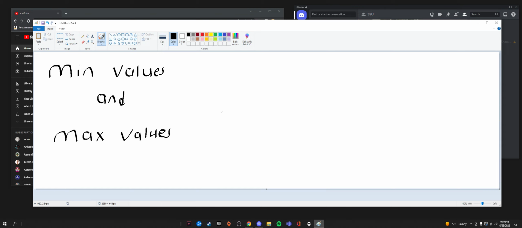Hey everyone, and today I'm going to go over minimum and maximum values for functions using calculus. You'll also do a little bit of algebra with quadratics and vertex form, but that's kind of boring, so we're using the calculus method. So first, what is a minimum and a maximum value?